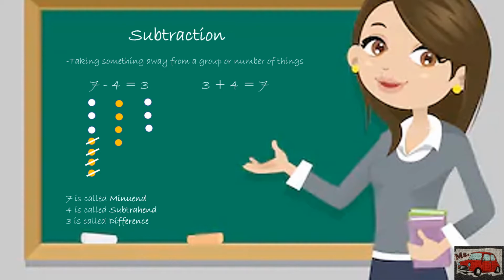Now, the answer 3, if I add it to the 4 that I took away, the answer will be the 7, which is the whole before I removed the 4. So, you'll notice that I just reversed the subtraction by adding the difference and the subtrahend. Okay? So, the relationship of addition and subtraction is opposite.